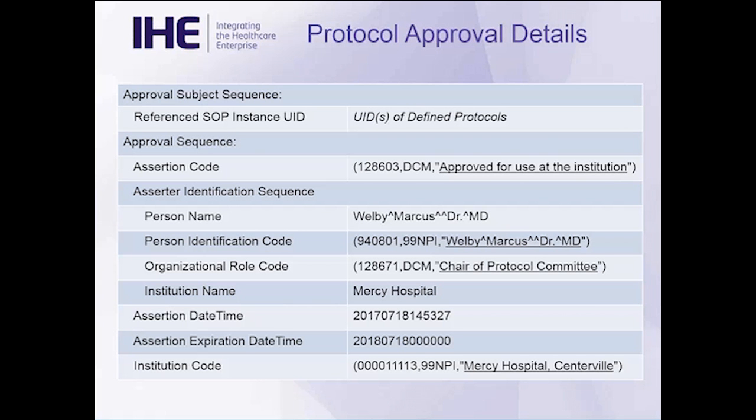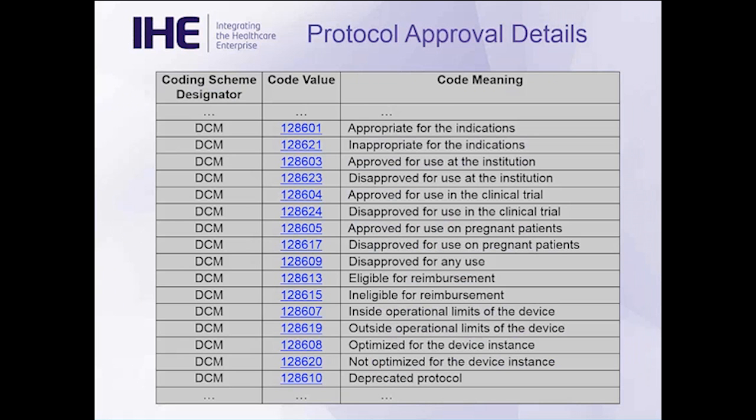In this case, it was the chair of the protocol committee, Dr. Marcus Welby, and the date and time the approval was made, as well as an expiration time. So, for example, if you want to require that protocols need to be re-reviewed annually, here we can see that by 2018, this week, it'll need to have been reapproved, or the approval will have expired.